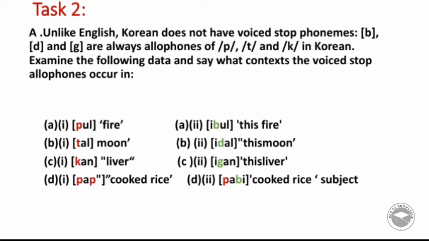Unlike English, Korean does not have voiced stop phonemes. B, D, and G are always allophones of P, T, and K in Korean. Examine the following data and say what context the voiced stop allophones occur in.